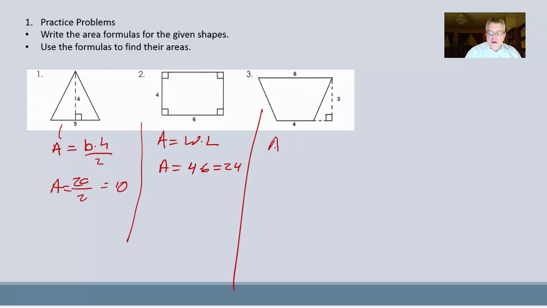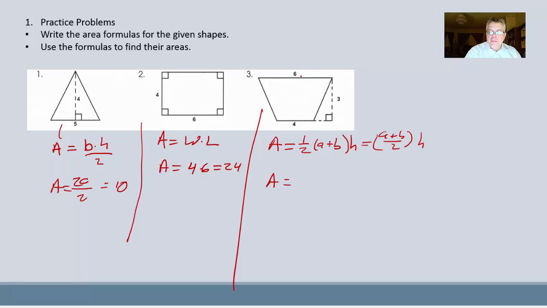So the formula for a trapezoid is 1/2 the sum of the bases, a plus b, times the height. Or if you want, there are a lot of ways you can do this. You can add the bases and divide by 2 times the height. These are all equivalent. Okay, so I'm going to use this first one. You can use whichever one you like.